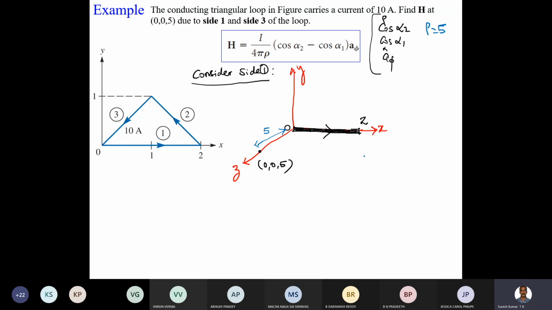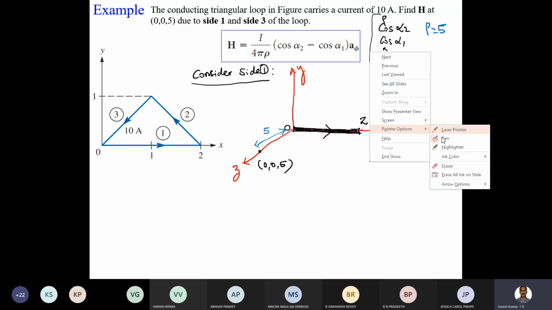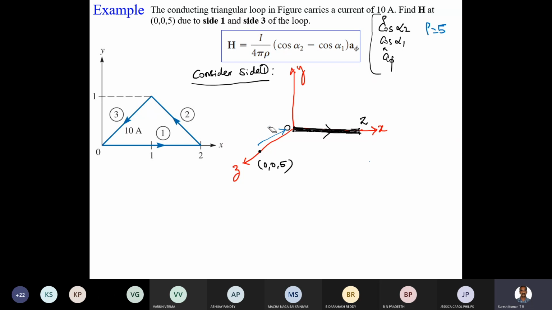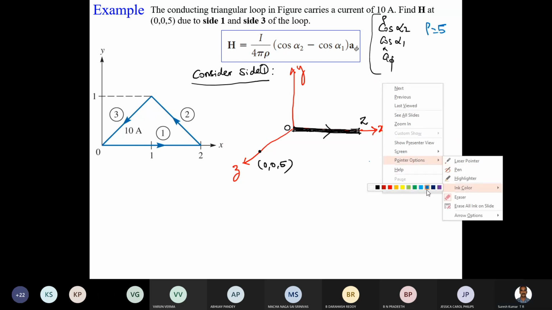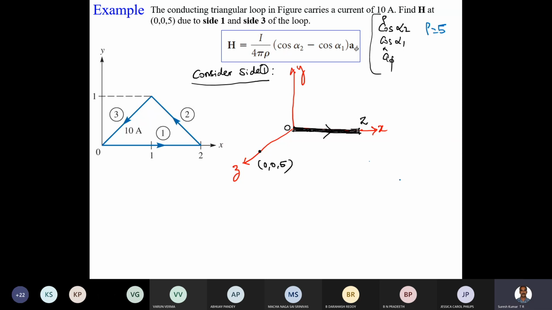Next, we need to calculate alpha 1 and alpha 2. Where are alpha 1 and alpha 2? I will delete this rho part. Okay, now where is alpha 1? What is the angle alpha 1? How to calculate alpha 1? Alpha 1, I'm repeating, is at the lower edge. This is the lower edge, and this is the upper edge of the wire, or upper limit, and this is the lower limit.